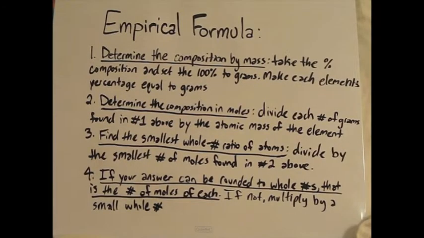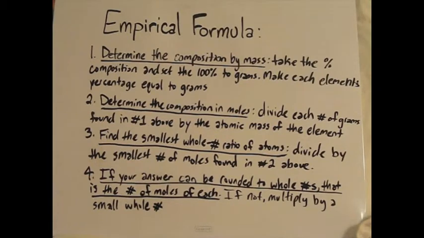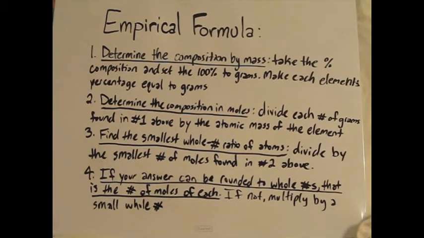Okay, now that you know percent composition, we're going to learn how to determine empirical formulas. Empirical formulas consist of the symbols for the element combined with the subscripts showing the smallest whole number ratio of the atoms. Here are the steps. First, determine the composition by mass. Take the percent composition and set the 100% to grams. Make each element's percentage equal to grams.